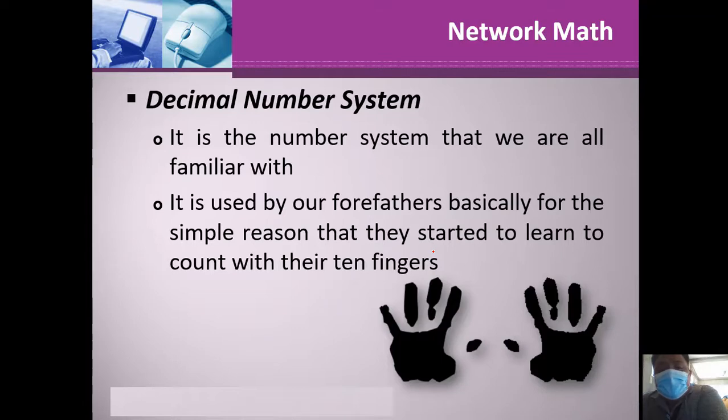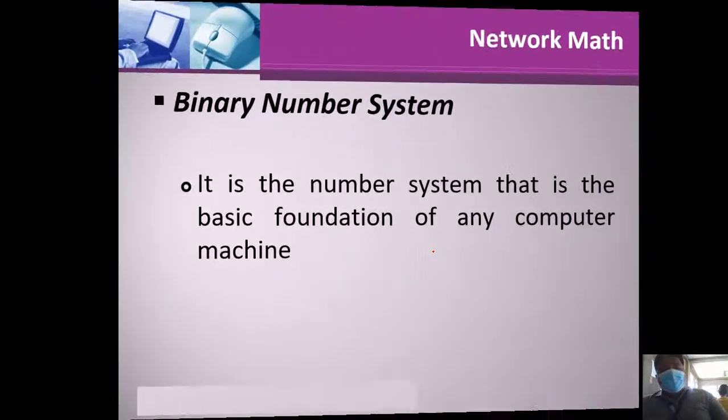Then the decimal number system. It is a number system that we are all familiar with. It was used by our forefathers for a simple reason: they started to learn to count with their 10 fingers. The decimal numbers are the ones we know as we set foot in this world. We already know how to count at the early age of 3, from 1 to 10. Those numbers are decimal numbers.